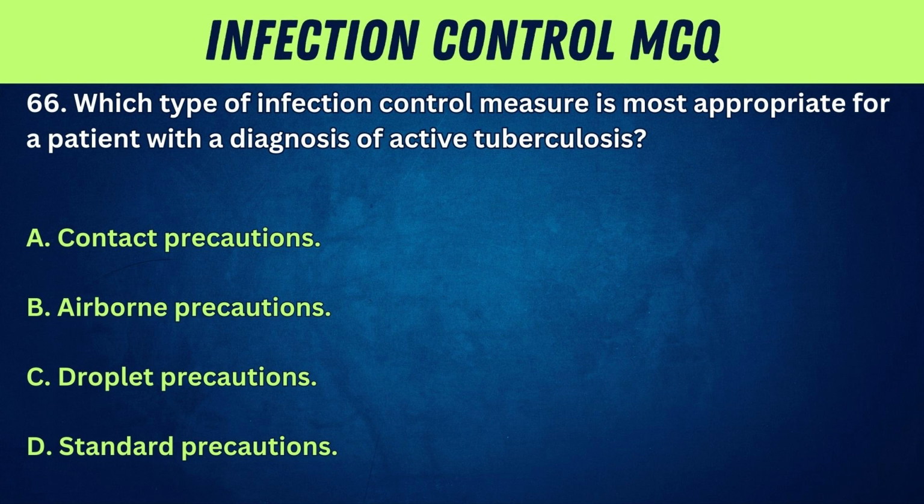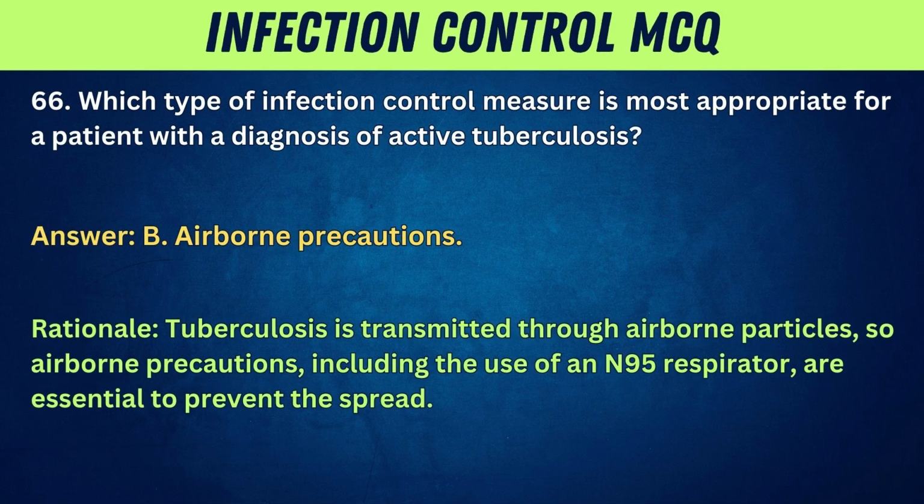A. Contact precautions. B. Airborne precautions. C. Droplet precautions. D. Standard precautions. Answer: B. Airborne precautions. Rationale: Tuberculosis is transmitted through airborne particles, so airborne precautions, including the use of an N95 respirator, are essential to prevent the spread.